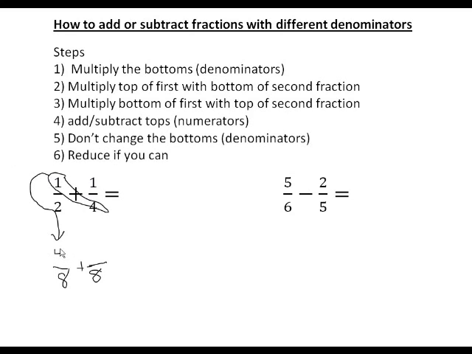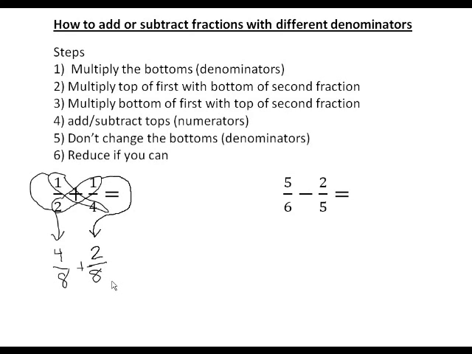So we're going to multiply the top of the first fraction with the bottom of the second fraction. This forms my new top of the first. Step 3, multiply the bottom of the first with the top of the second. 2 times 1 is 2. This forms my new top of the second fraction. Now, if you look at what we just did, we found a common denominator. It might not necessarily be the least common denominator, but we did find a common denominator.